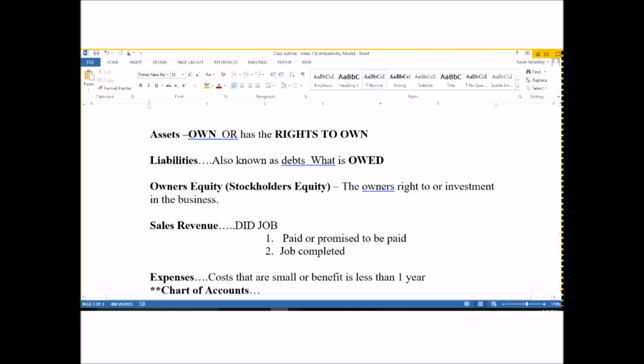Next is our liabilities, things that you owe. So you could owe quite a bit of things. You could owe payroll taxes from your employees. You could owe simple payables, like you have bought something like an asset, but then you have put it what we call on account. An account payable is a very common one, or notes payable.